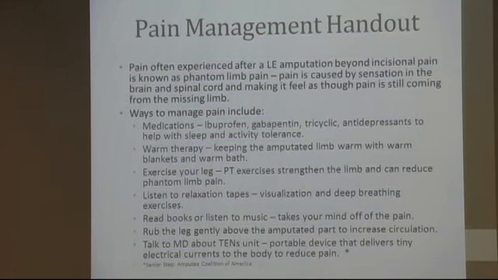Exercise your leg. PT exercises strengthen the limbs and can reduce phantom limb pain. Listen to relaxation tapes, visualization, and deep breathing exercises. Read a book or listen to music. Rub the leg gently above the amputated part to increase circulation, and possibly talk to an MD or your doctor about using a TENS unit.